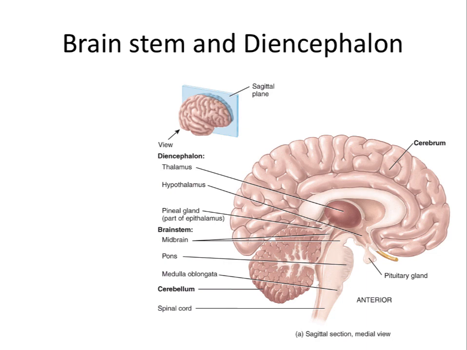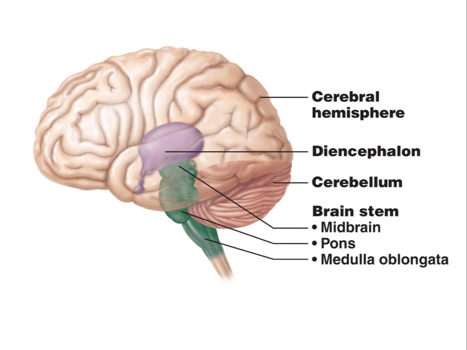Hi everybody, welcome back. Today we're going to be discussing the brainstem and the diencephalon. This is in chapter 14 of your textbook. So the brainstem consists of the medulla oblongata, the pons, and the midbrain. The diencephalon is superior to the brainstem and is shown here in purple.